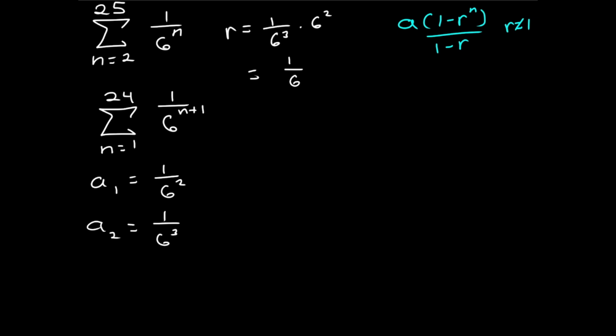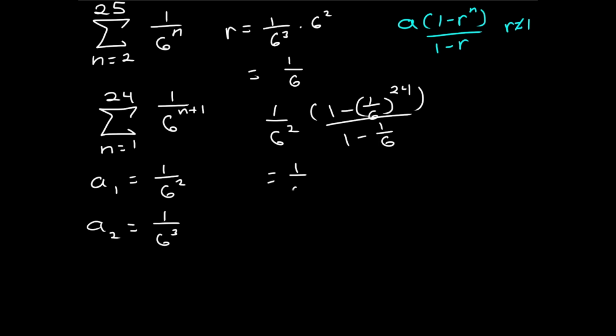First, we're going to find our first term, which is going to be 1 divided by 6 squared. And then we're going to multiply this with 1 minus the common ratio, which is going to be 1/6. And everything is going to be raised to 24, which is the upper limit. This whole thing is going to be divided by 1 minus the common ratio. Now we can begin simplifying and distributing values.